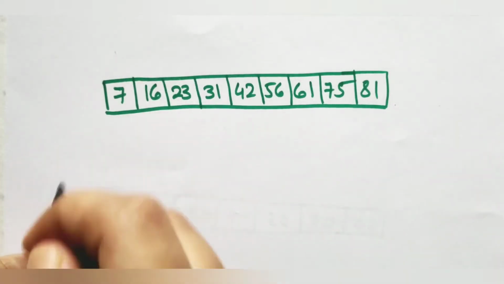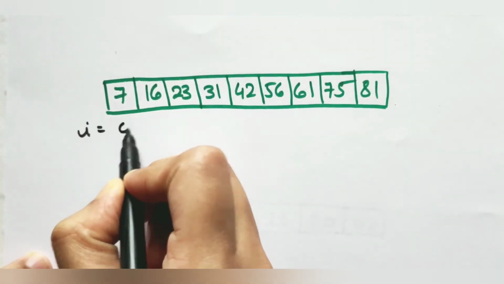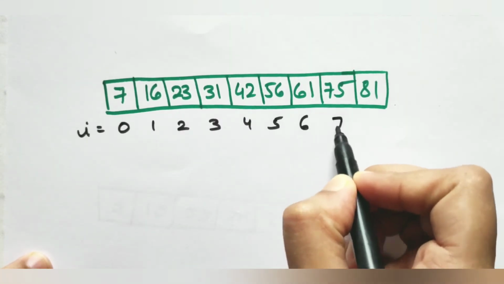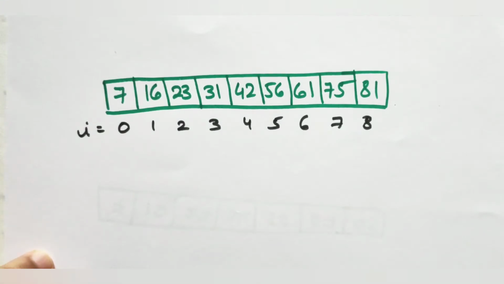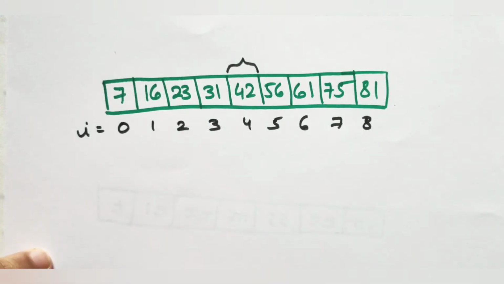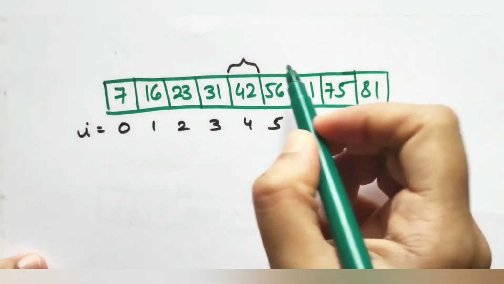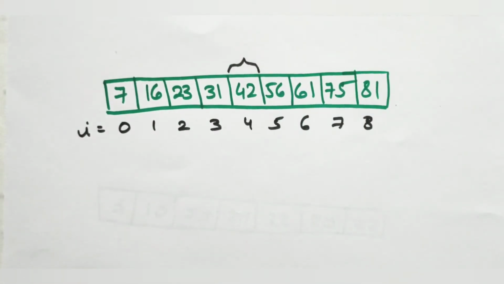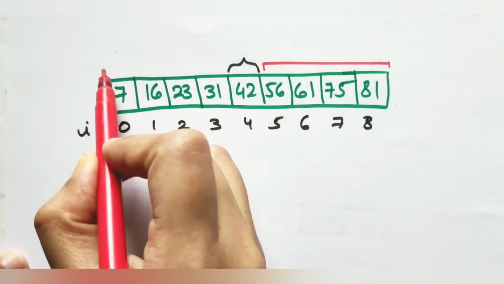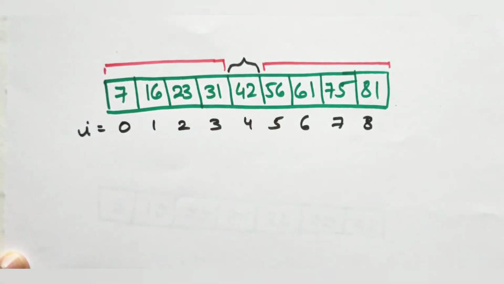Just like the previous one, let's put positions for each of them. That's 0, 1, 2, 3, 4, 5, 6, 7, and 8. Now, if you can notice, can you find the middle element from here? And obviously, the position 4 containing number 42 is the middle element of this array. And you have an even distribution here, and hence this is going to be 2 partitions that you made.